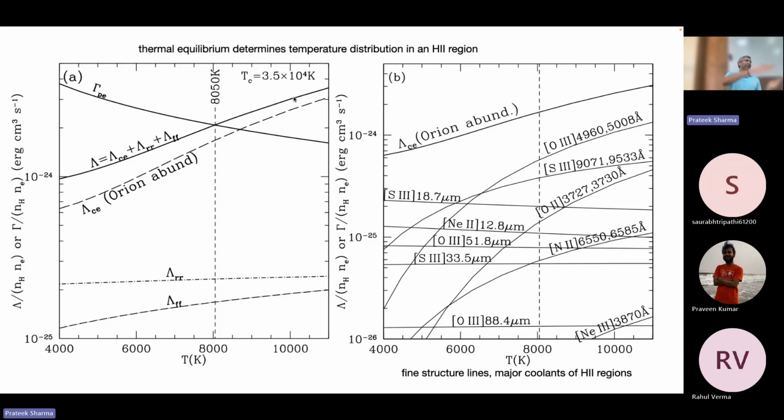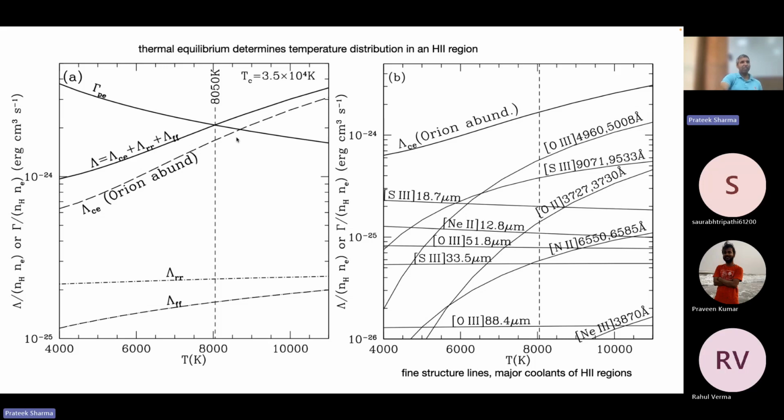Or there are more metal atoms or metal ions which are in the higher state. So they are all easily excited, and they undergo many more downward transitions and produce photons and lose thermal energy. So this is where the equilibrium is reached, right?